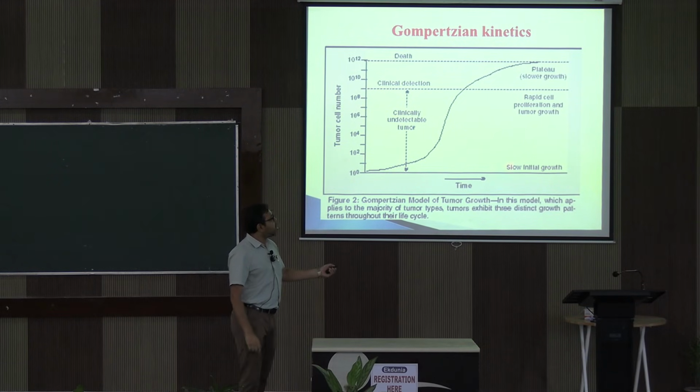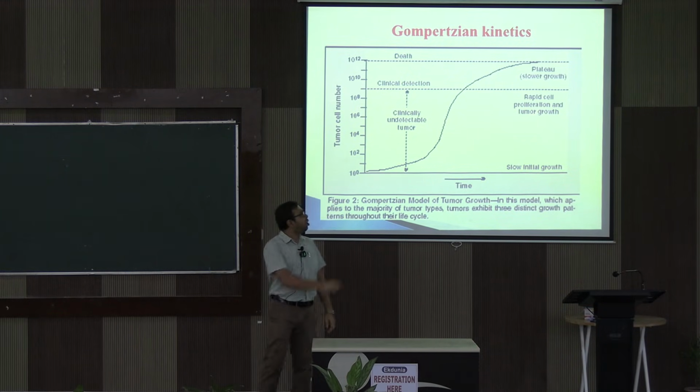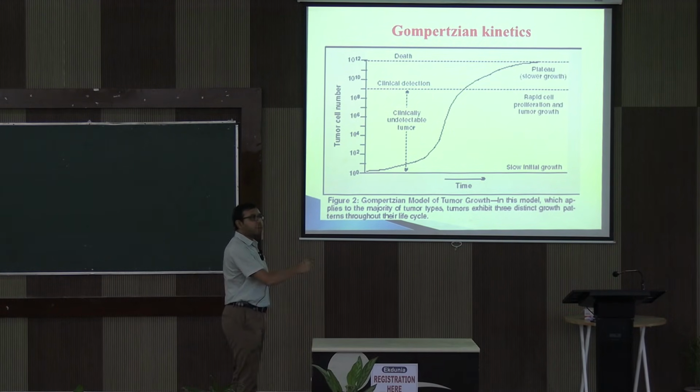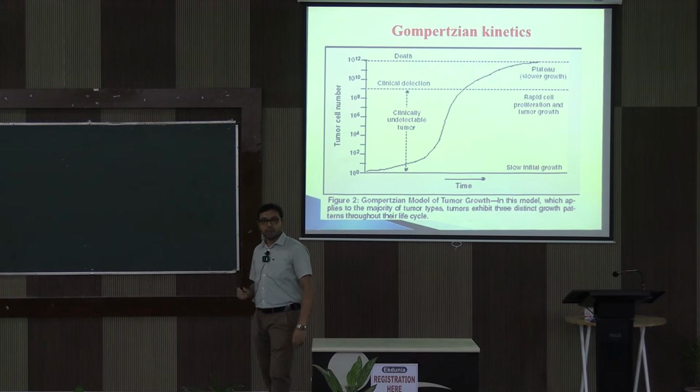So you can see initial growth is slow, then there is rapid cell proliferation and tumor growth, and ultimately it goes to the plateau. If the treatment is not given, death ultimately occurs. So this is known as the sigmoid Gompertzian curve of the tumor kinetics.